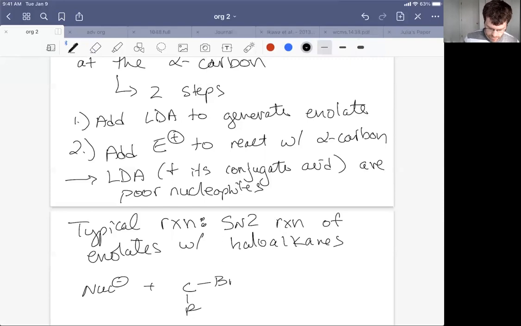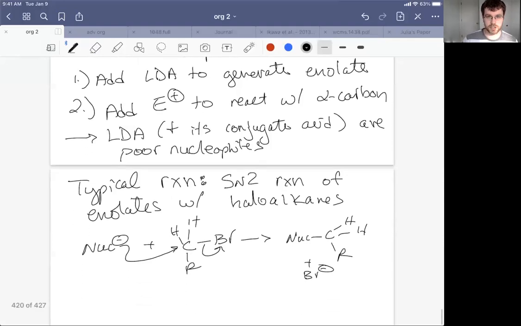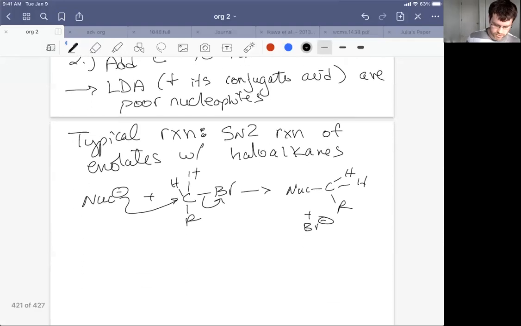We'll put a bromine here. We'll put 2 hydrogens on the carbon. The nucleophile adds to the carbon and pushes off the bromine, and now the nucleophile is attached to the carbon with the 2 hydrogens and the R group, and the bromine leaves. So there's our SN2 reaction. Now the reason why I'm bringing this up now is we're going to let the nucleophile be our enolate.